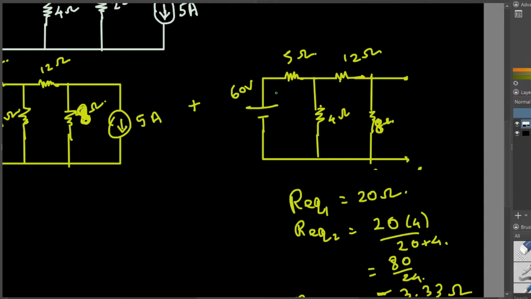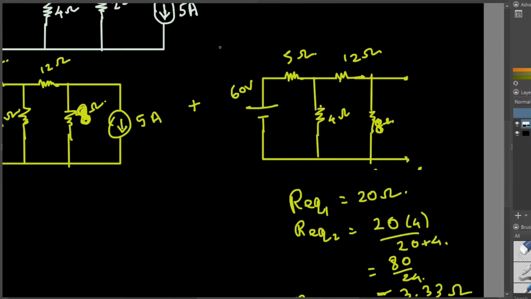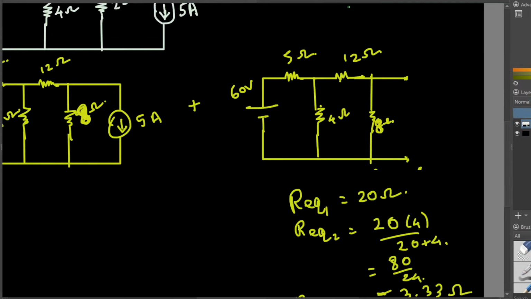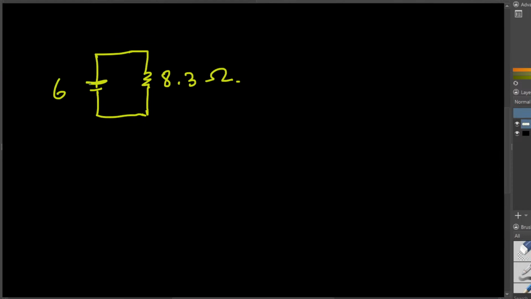Okay, now I'm going to redraw this circuit with one voltage source, that is 60 volts, and only one resistor. I combine all the resistors together and put it as one, that is approximately 8.3 ohm resistance. And this one is 60 volts, remaining the same. Now I have the voltage and the resistance, I can find the current. Let's assume the current is going from this side to this side.